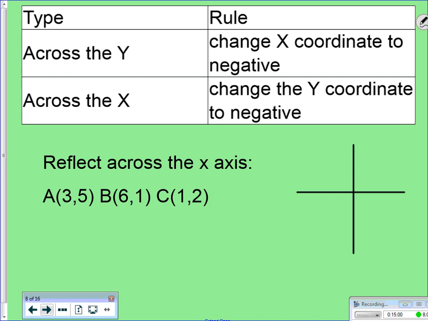Okay, so this is it. The only 2 rules for reflections. Make sure you get them written down. Because if you don't, you're going to get confused.